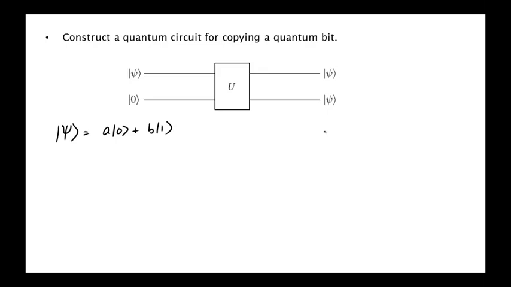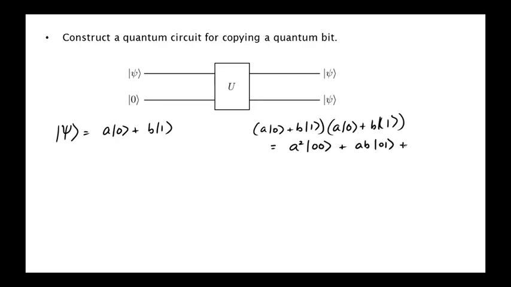So what's your output state? Well, the output state should be A0 plus B1, that's the state of the first qubit, and then A0 plus B1, that's the state of the second qubit. So our output should be A squared 00 plus AB 01 plus BA, which is AB 10, plus B squared 11. So this is what our output should look like.